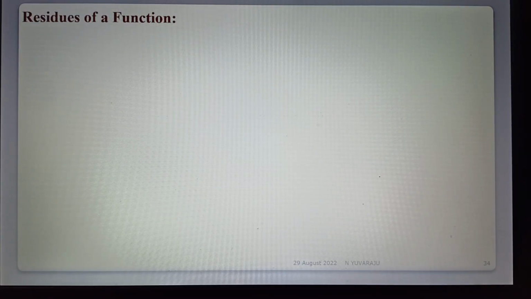Hi students, today in this video we will discuss the topic: residues of a function, that is, residues of a given complex variable function. In the previous lecture we discussed the topic of zeros and singularities. Now we are finding how to find residues, and what is the definition of the residue of the given function. First of all, see the definition.